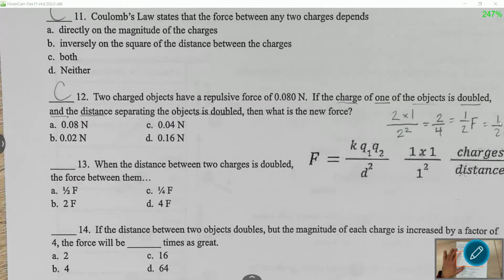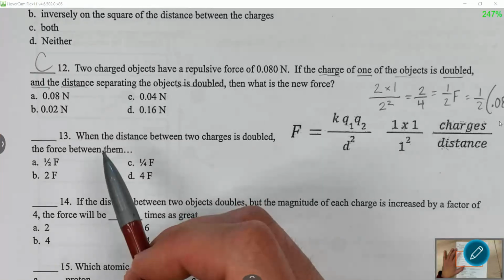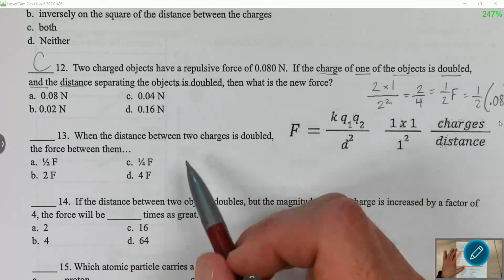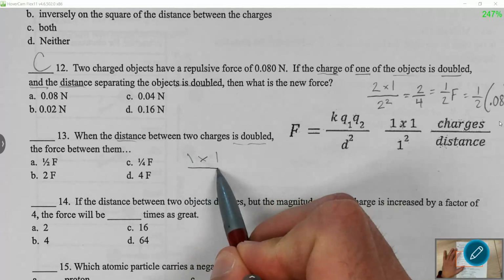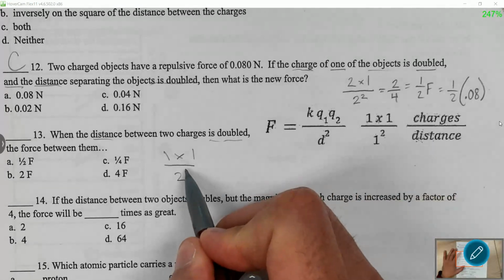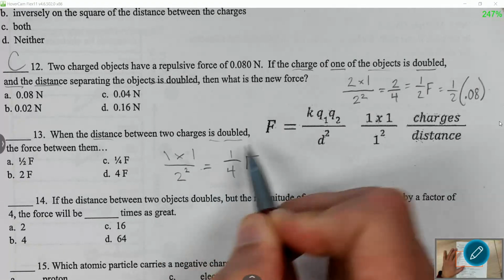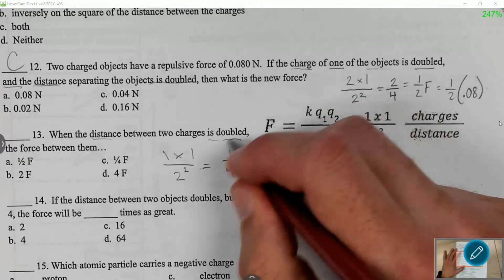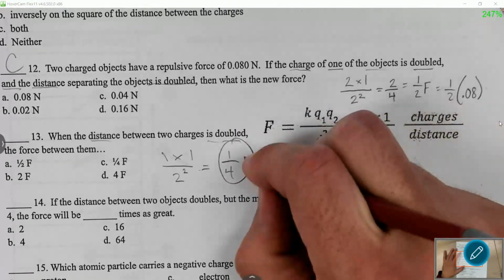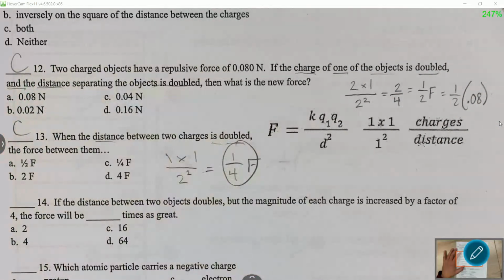All right, and then they kind of do it again in 13. When the distance between two charges is doubled, what happens? Distance is doubled. They didn't tell me anything about the charges, so they both stay 1s. Distance is doubled, you've got to square it still. 1 times 1 is 1. 2 squared is 4. 1/4 of the force. Oh, we didn't even need to multiply it by that 0.08. It's literally just going to be the 1/4. Answer would be C, 1/4.